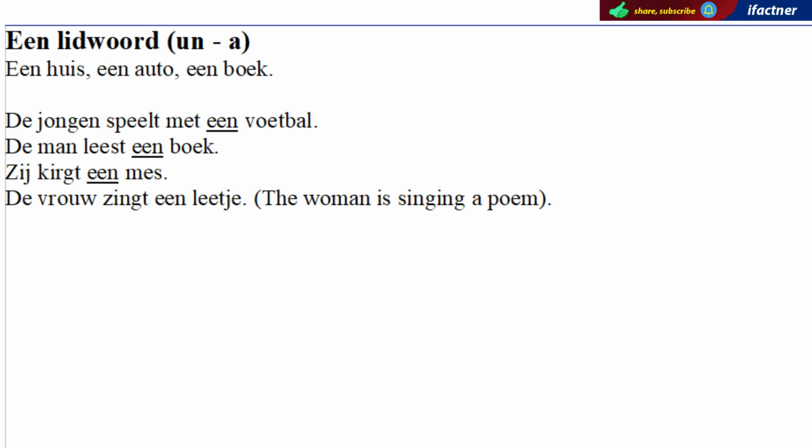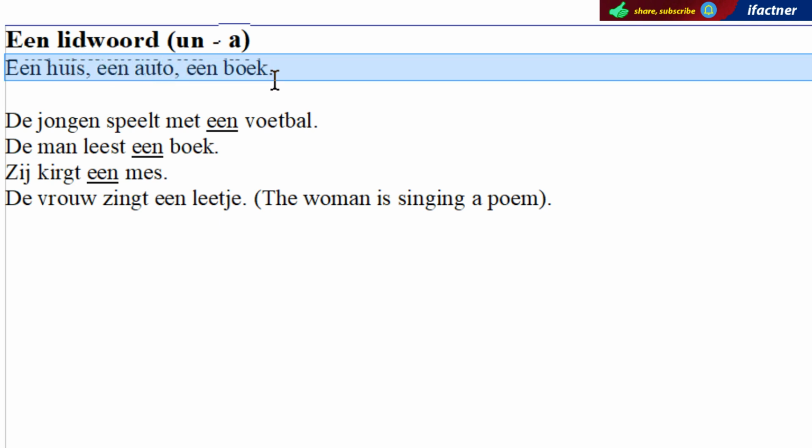And now let's discuss the een lidwoord. Een is pronounced as un. So this is een huis. Een jongen, een meisje, een man, een vrouw. For example, in English we say a house, a man, a boy, a girl, a baby. And in Nederlands, in Dutch, we use een. For example, een huis, een auto, and een boek.